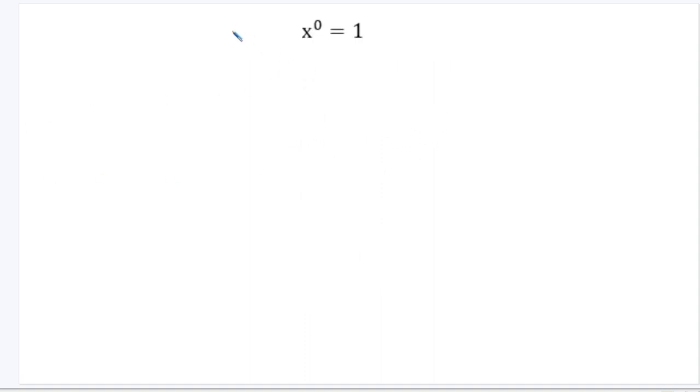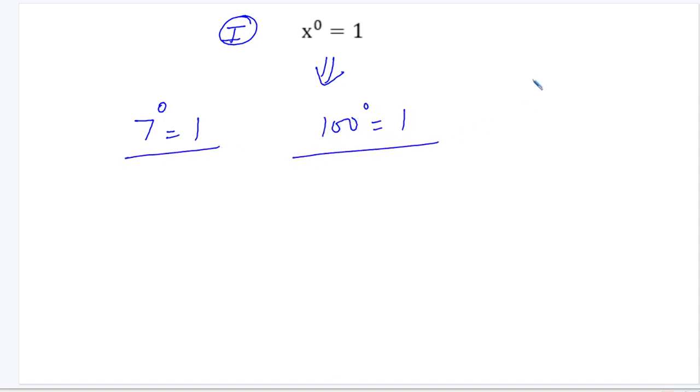Now, starting with the first one. X raised to the power 0 will be 1. What does it mean? It means any number to the power 0 will always be 1. For example, 7 to the power of 0 is 1. Say 100 to the power of 0 is 1. Any number, even if the number is too big, whatever it is, to the power 0 will always be 1.